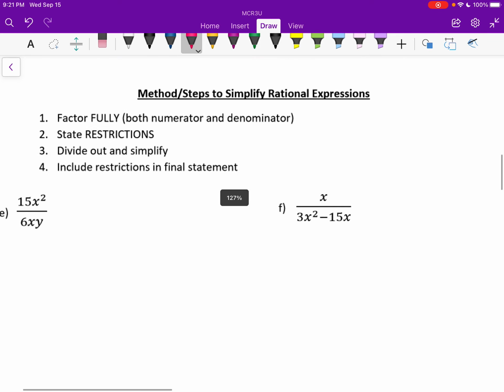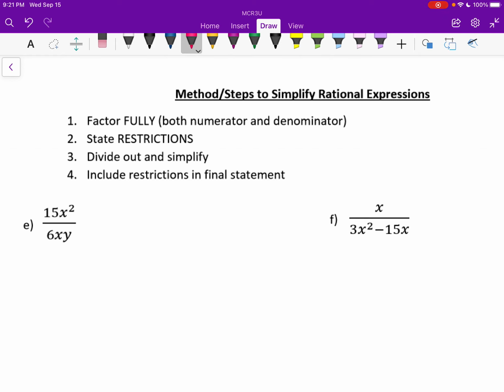So there are methods and steps to solving rational expressions. I've written out these steps for you. The first thing is to always factor fully the denominator and the numerator. Then state any restrictions. If there is dividing or simplifying that you need to do, you cross things out, go ahead and do that. And then include the restrictions in your final statement. So again: factor fully both the numerator and the denominator, then state any restrictions in the denominator, then divide out and simplify, and then write your final statement with your restrictions in it.